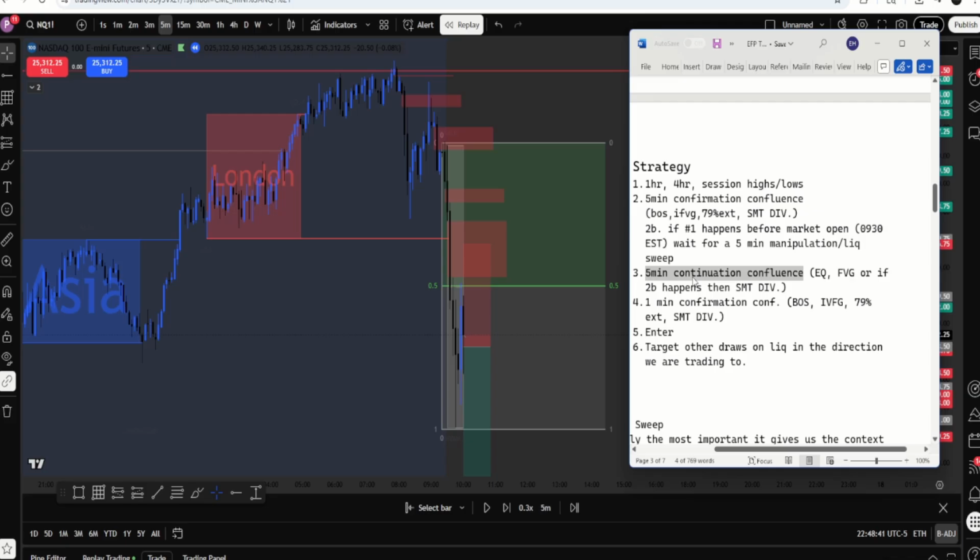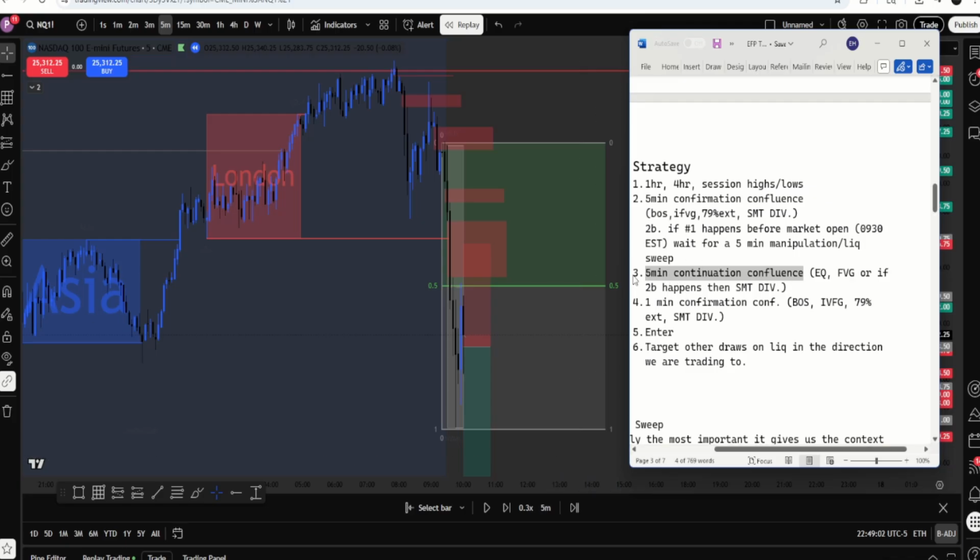What do we have right here? Zach, this is what I was telling you before. This is one of those scenarios where it rejects equilibrium and it respects the fair value gap at the same time. This is a high probability trade right here because you have multiple things telling you that this market wants to continue down.